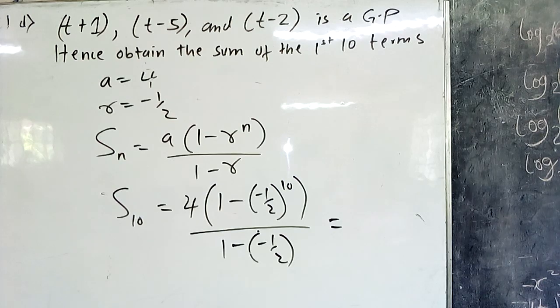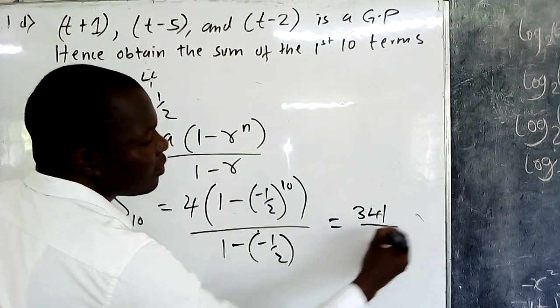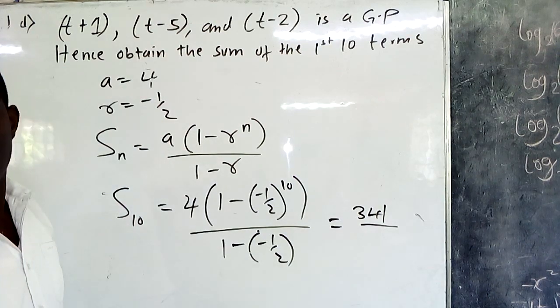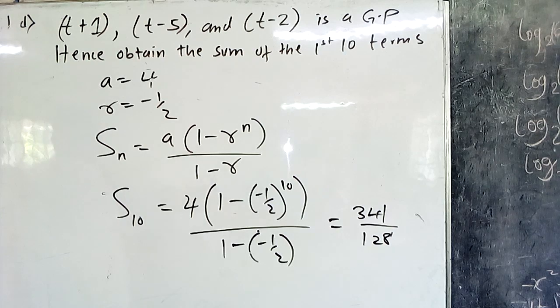128, isn't it? That was 1023 divided by 3. Yes. So you see that calculator is bogus, isn't it? So what do you have? 341 over 128. Confirm that.